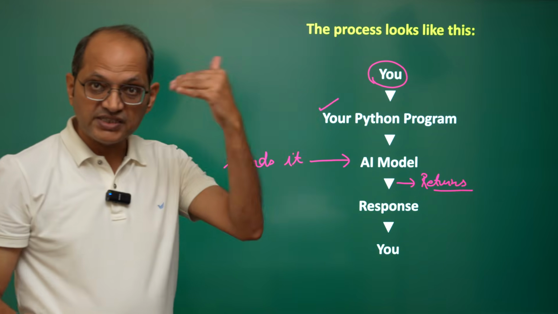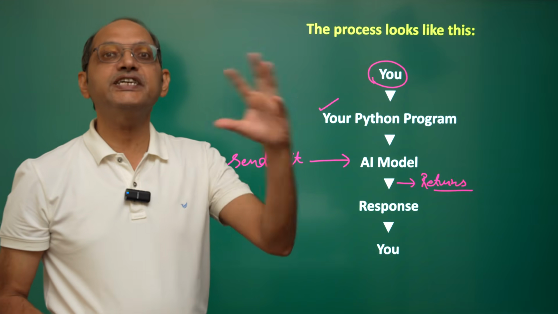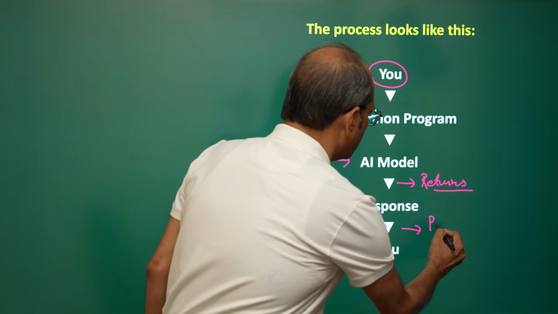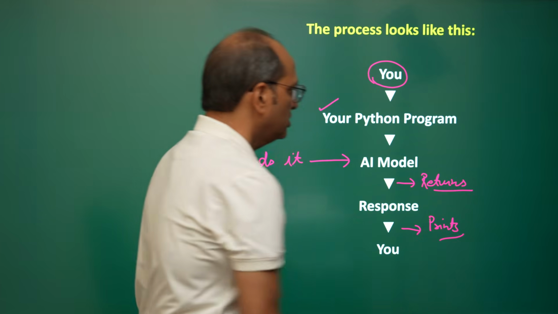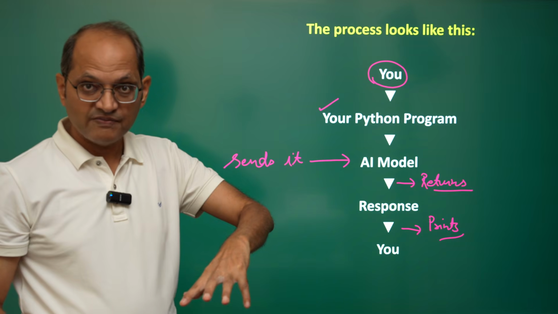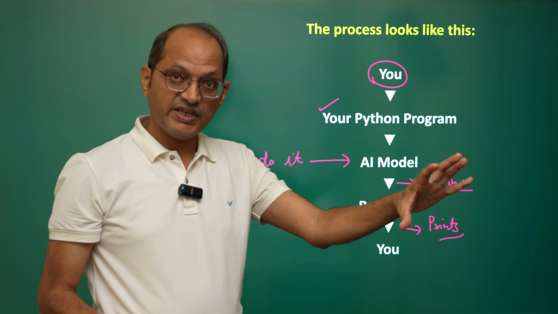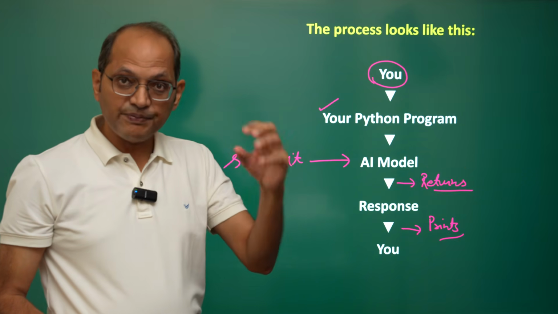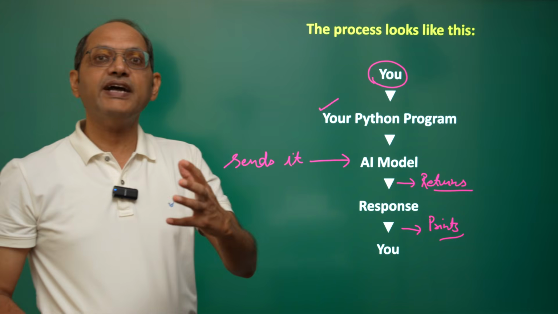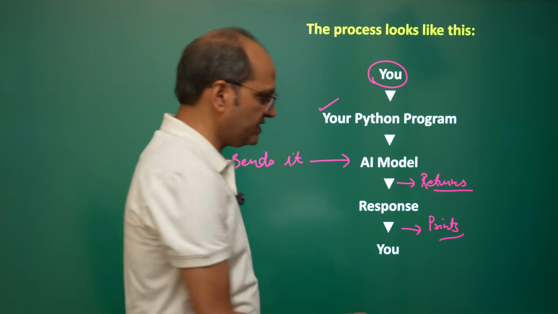After the response is returned to your Python program, it just prints that response to you. So basically your Python program takes the input from the user, that means the question, and then it sends that question to the AI model. The AI model prepares the response, sends it back to your Python program, and your Python program just prints that response. This is what the process is.